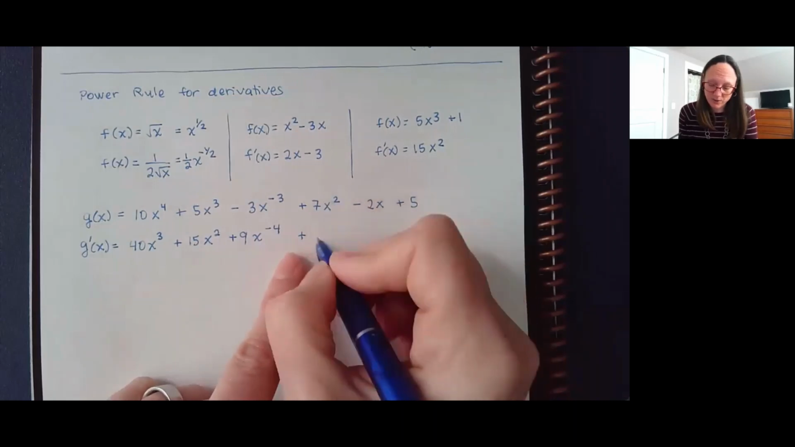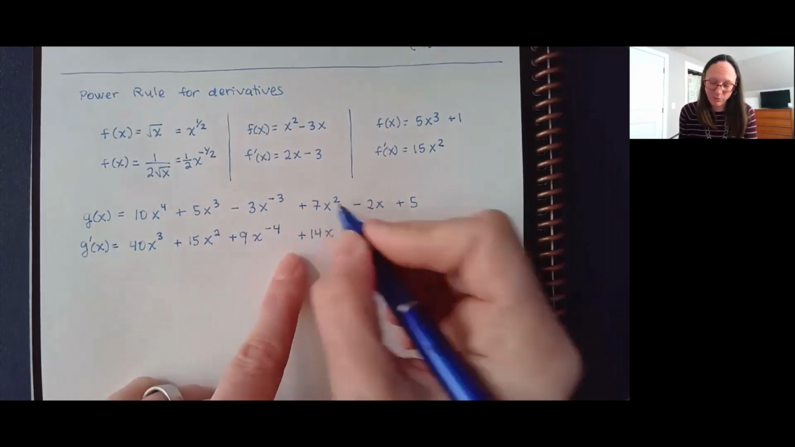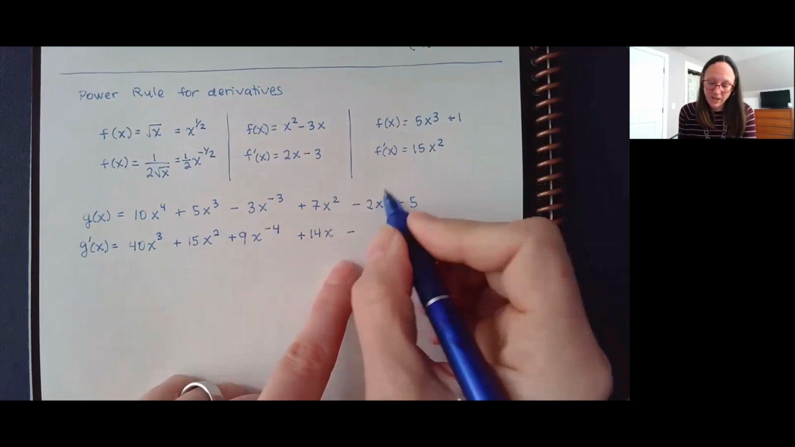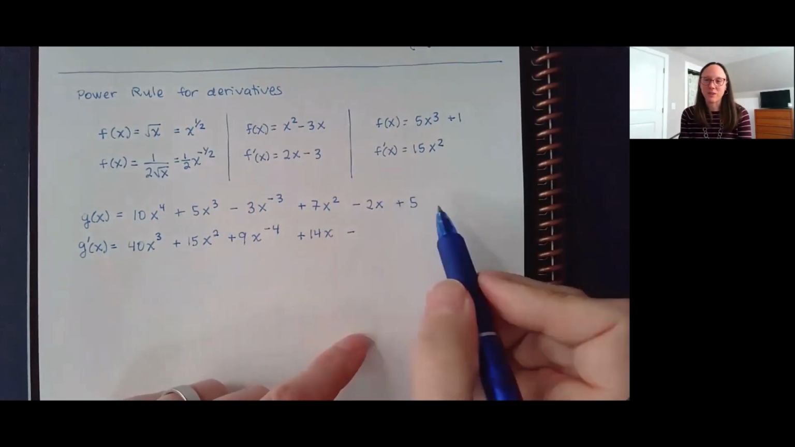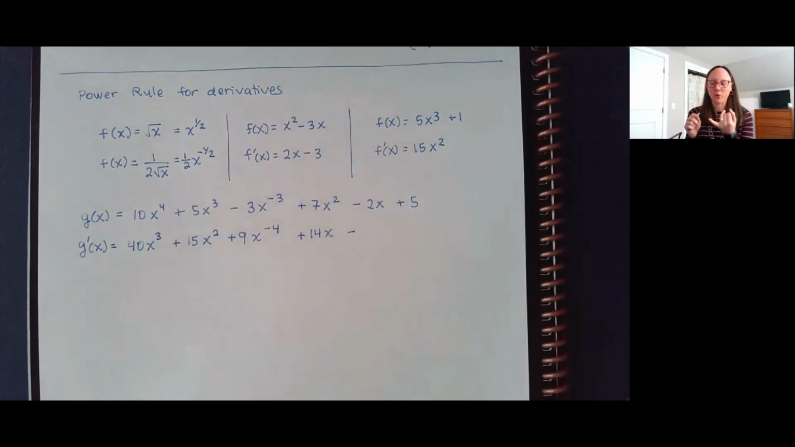7 times 2 puts me at 14. Subtract 1 from the exponent. This part at the end, this negative 2x plus 5, is both the most straightforward and most confusing part of the power rule. A couple of different ways to think about this.